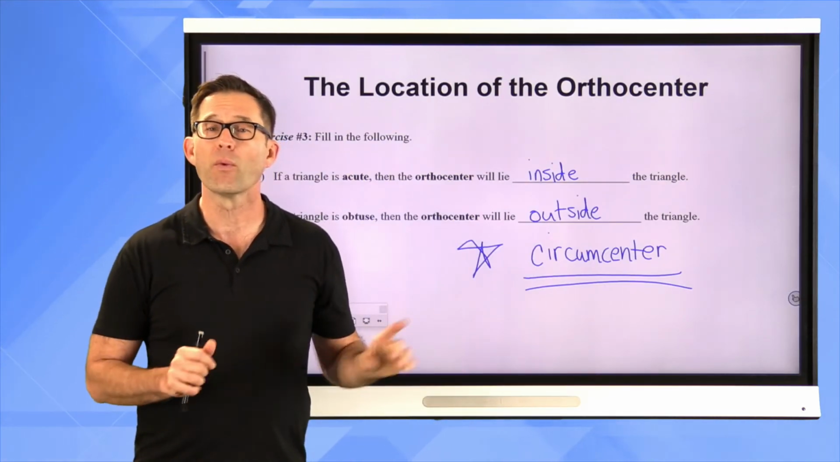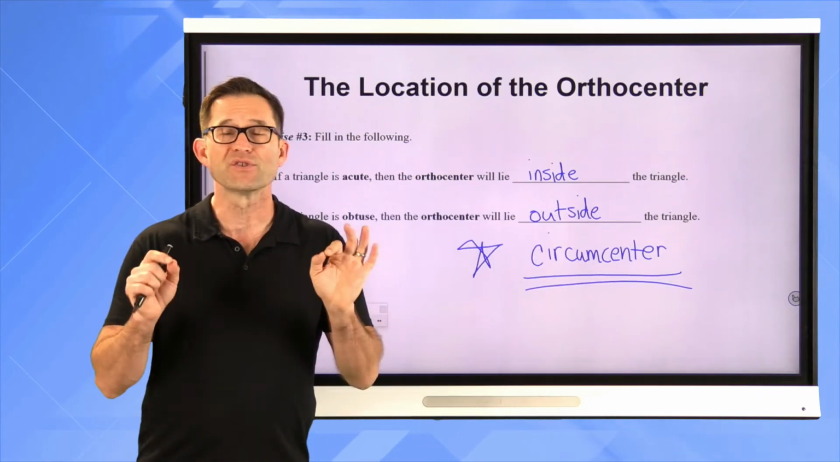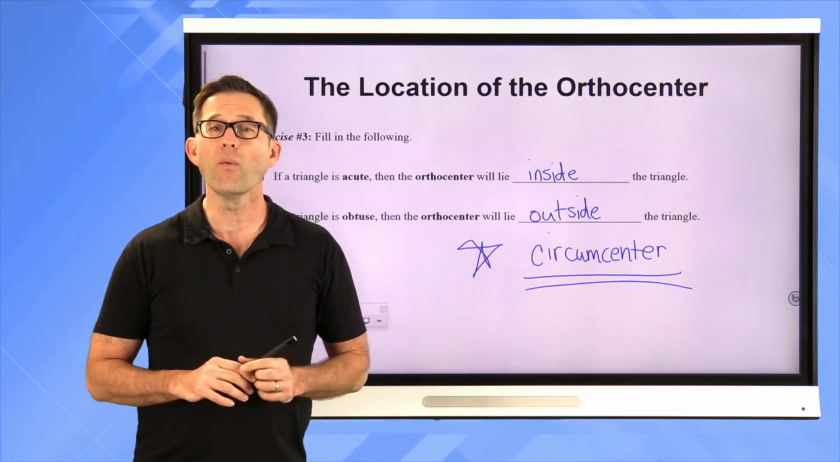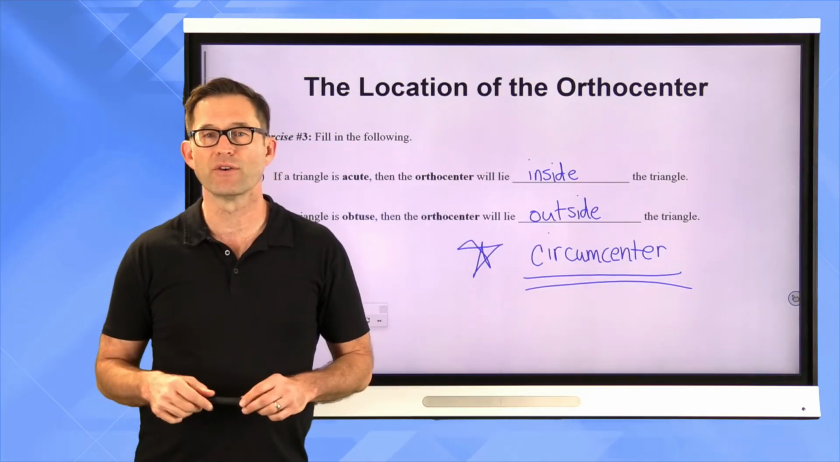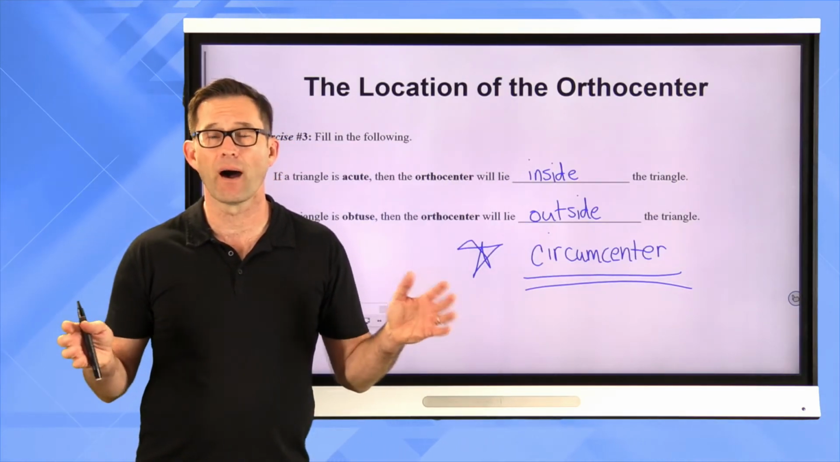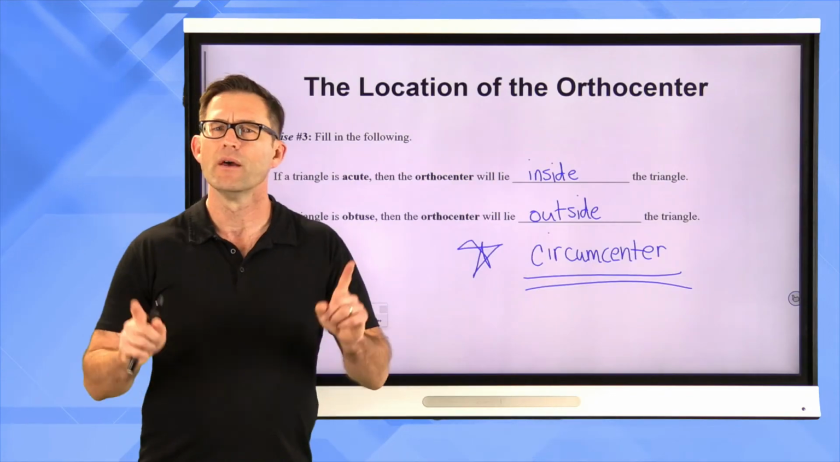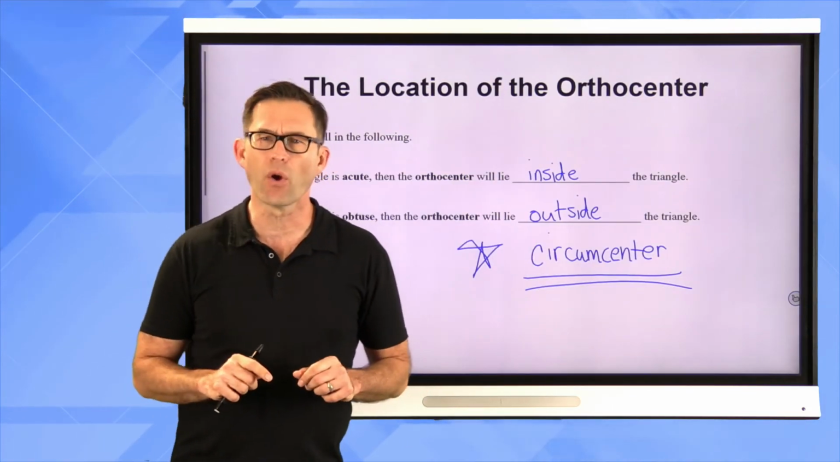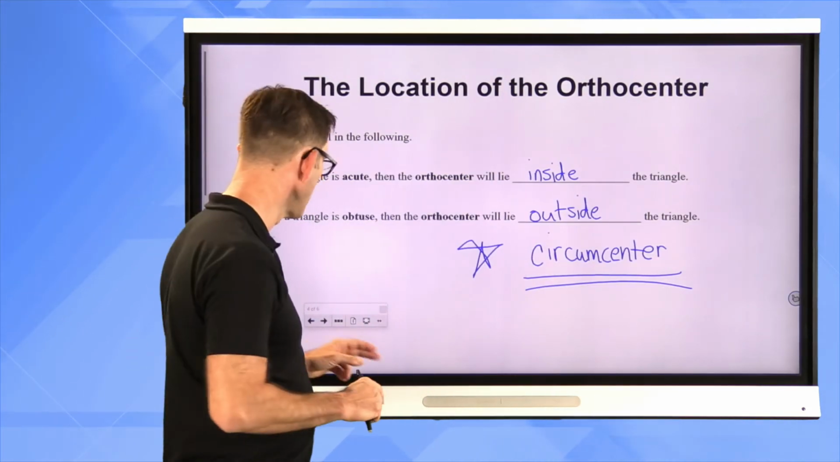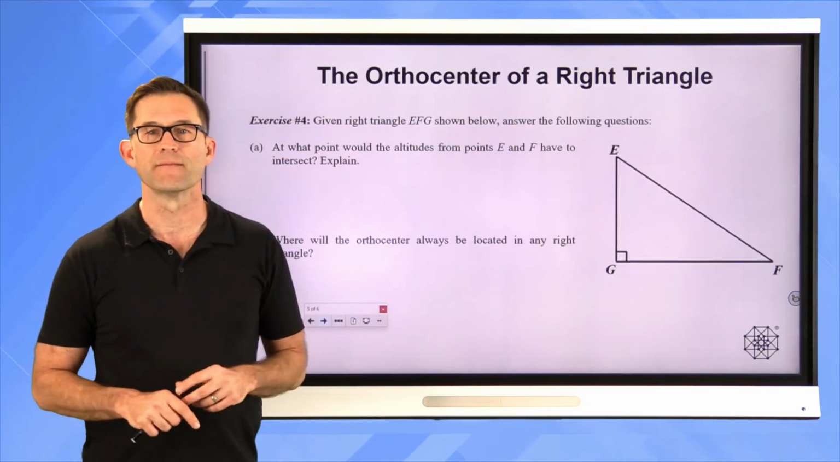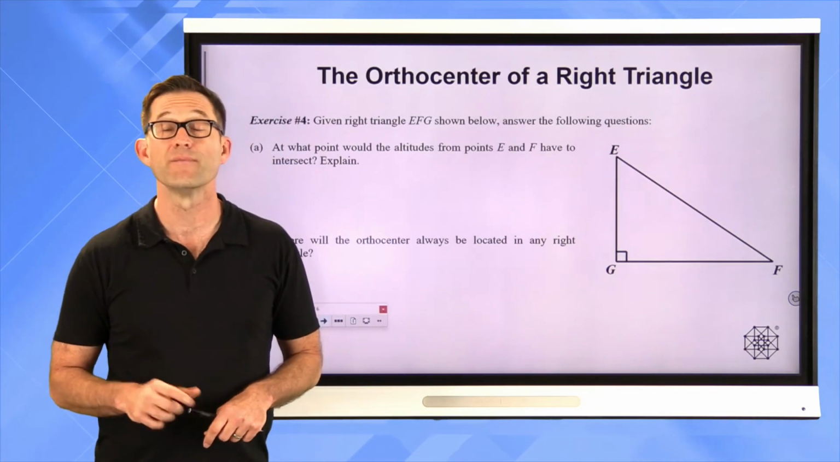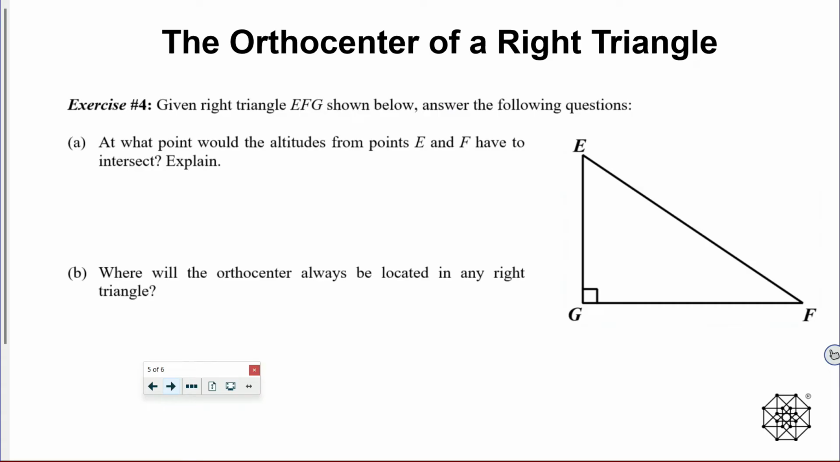And if you recall, the circumcenter of a right triangle always lied at the midpoint of the hypotenuse of the right triangle, of the longest side, the side opposite the 90-degree angle. But what will be the location of the orthocenter of a right triangle? Well, let's tackle that as our last piece for the lesson. The orthocenter of a right triangle. Exercise number 4. Given right triangle EFG shown below, answer the following questions.